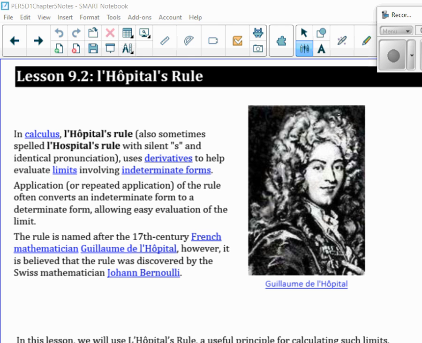L'Hopital's rule, sometimes spelt as with a hospital, but it's pronounced L'Hopital. It's a silent S. It uses derivatives to evaluate limits involving indeterminate forms. Does everybody remember from Pre-Cal 40 what indeterminate forms were? What was that? 0 over 0. Very good. When we got 0 over 0 in limits, we did something else to evaluate the limits, right? So another indeterminate form is infinity over infinity, okay?